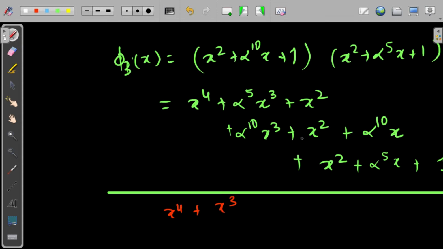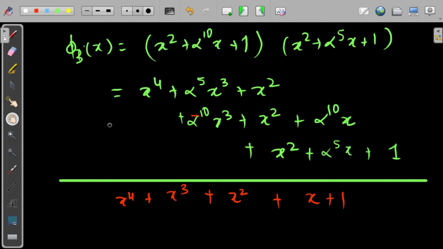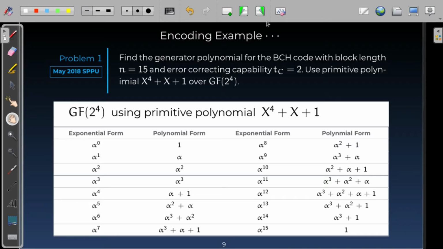Here again 1 plus 1 plus 1, it is XOR, so an odd number of times is going to be 1, right? So we will be getting x square, and alpha 5 to the power alpha 10 we have already considered, it was 1, so we will get x plus 1 finally. Okay, so this is the result for phi 3 of x, right? So now we have calculated both phi 1 and phi 2 of x, and we have to calculate g of x, which is basically the multiplication of them, right? So let's calculate that.